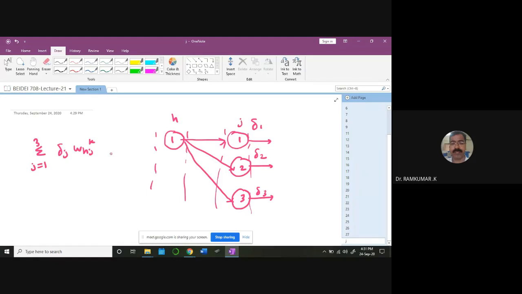For example, I have 3 neurons here. Therefore, this is going to be delta 1 times W 1 1. Then the second one is delta 2 times W what? The same one. What's the second one? This weight I'm talking about, this one. The third one is going to be delta 3 W. So this is what I'm talking about.